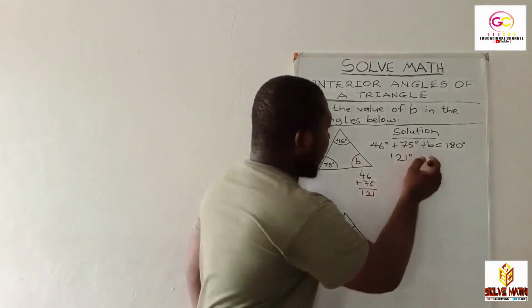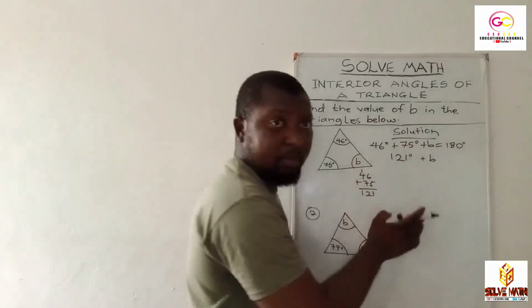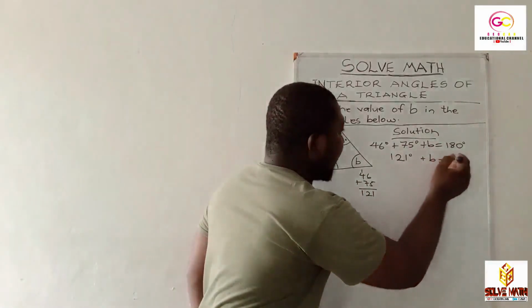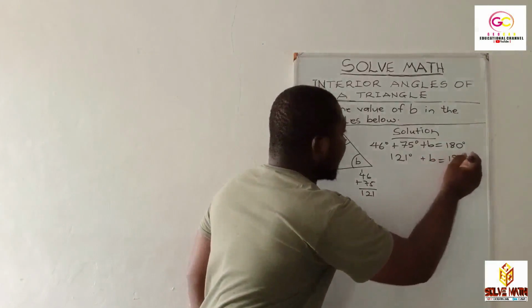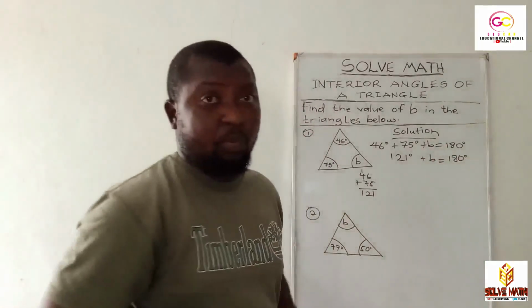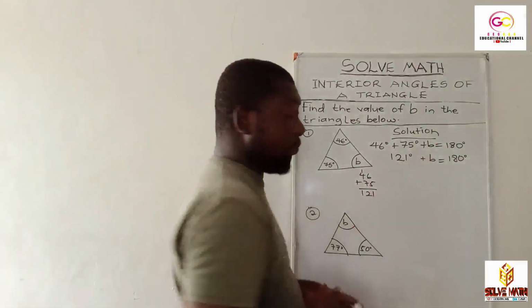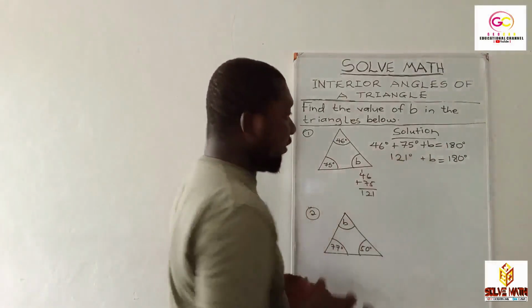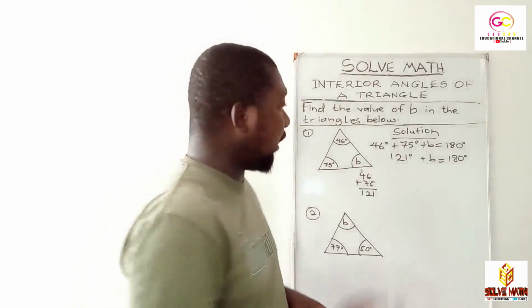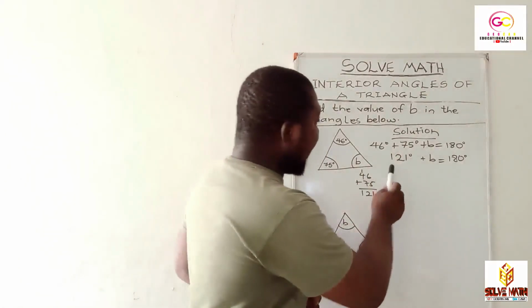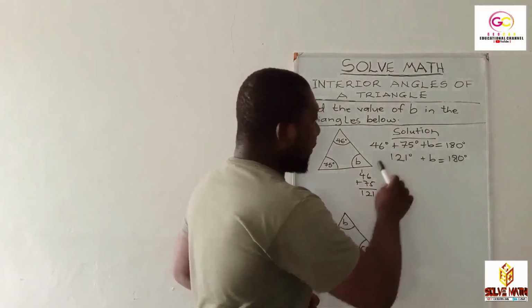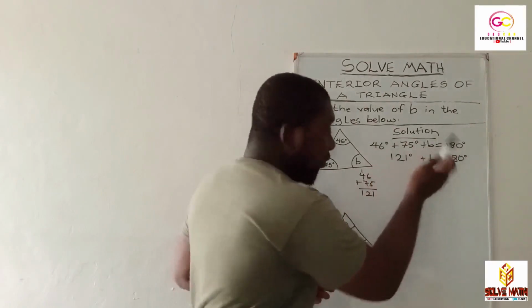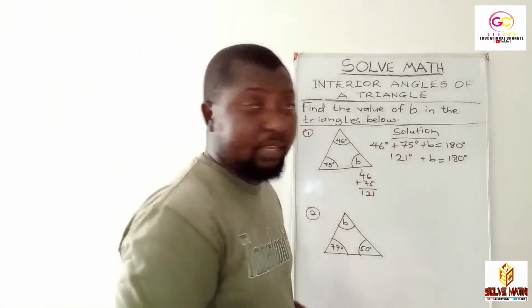Then plus your what? The B. Don't forget. Plus your B should be equal to, in line, 180 degrees. Remember, we are searching for the value of B, meaning B should stand alone. And here we have 121 degrees closer to B. So we are supposed to subtract 121 degrees from both sides, both right and both left, in order for B to stand alone.